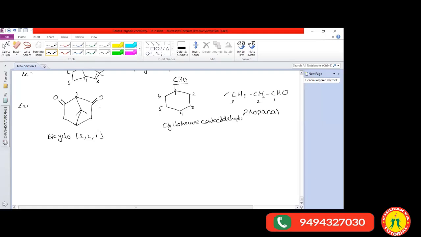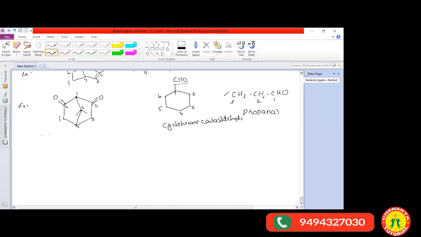And you can start the numbering from here: 1, 2, 3, 4, 5, 6. This is the seventh carbon atom. The seventh carbon atom is attached to 2 methyl groups. Two lines are there, which means 2 methyl groups. While having 2 methyl groups, we have to write the prefix before, because substituents are represented with the secondary suffix. Aditi, you got it?